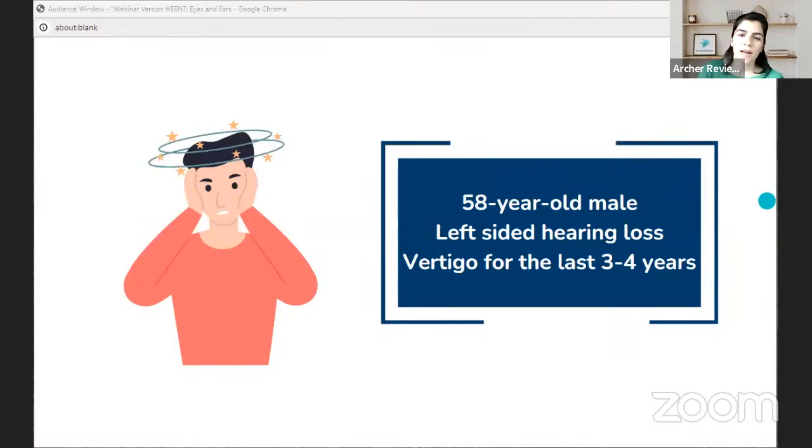All right, so let's talk about this patient, a 58-year-old male of Asian descent. So that's going to be important whenever they give you a demographic like that, pay attention. It's a 58-year-old male of Asian descent who comes in saying he has left-sided hearing loss, vertigo for the last 3 to 4 years. What might be something you're suspicious of? So left-sided hearing loss, vertigo, 50-something-year-old Asian male.